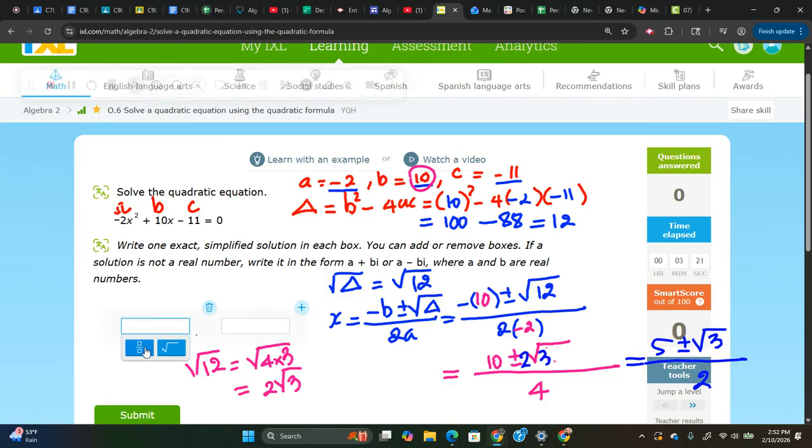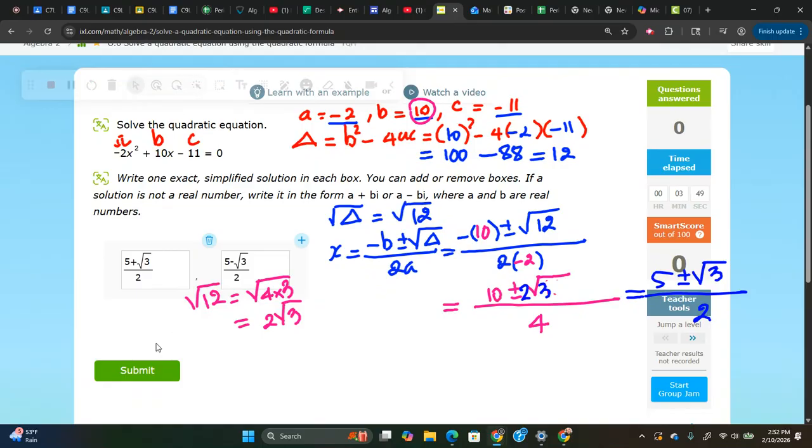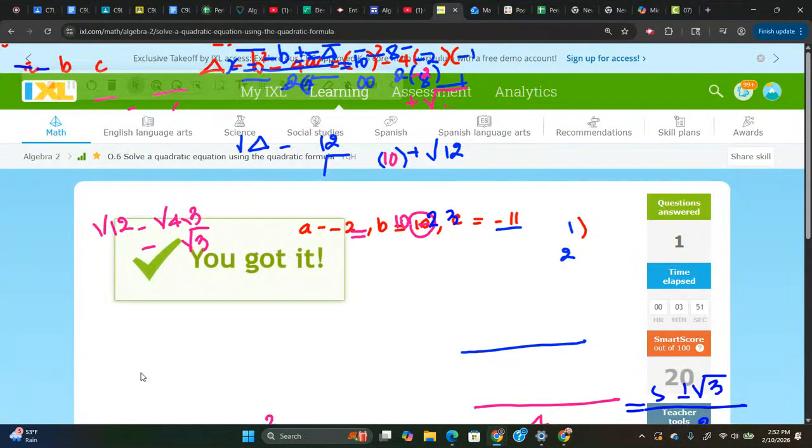So first I put the fraction line: 5 plus square root of 3 over 2. The other form of the answer is 5 subtract square root of 3 over 2. Okay, let me double check. Yeah, that's it. Done. Submit. I should be correct. Voila.